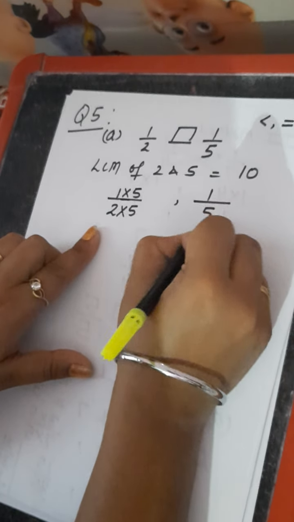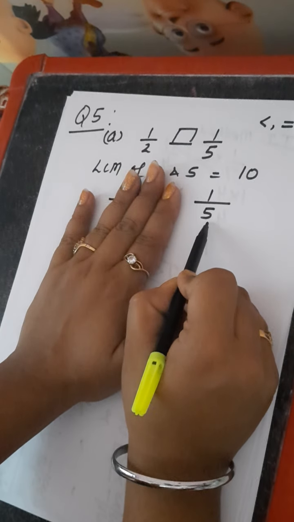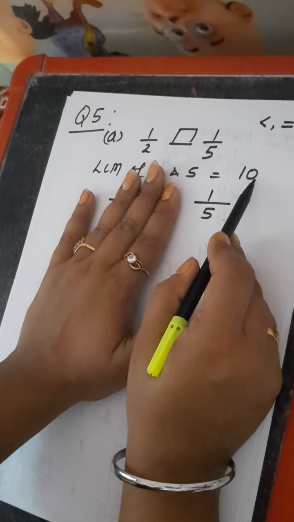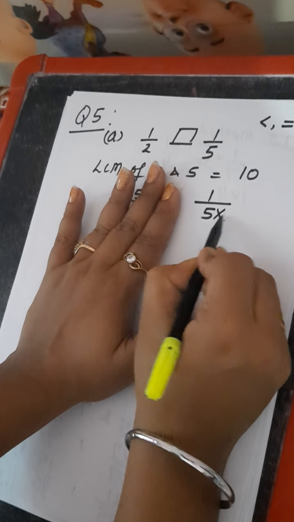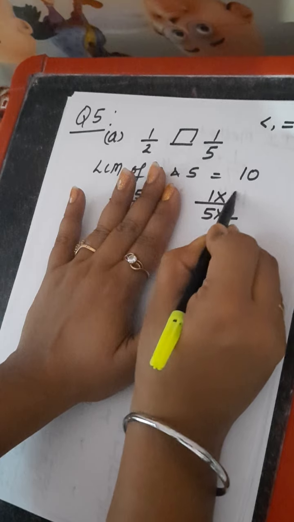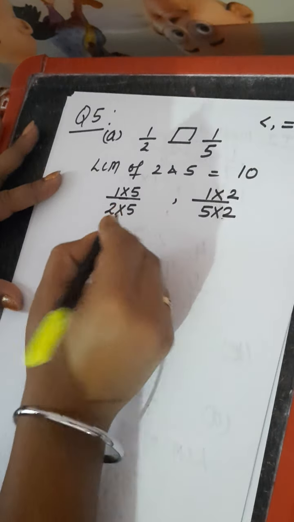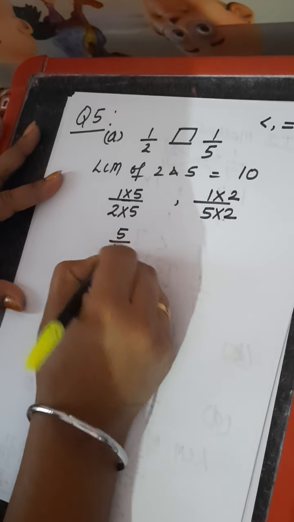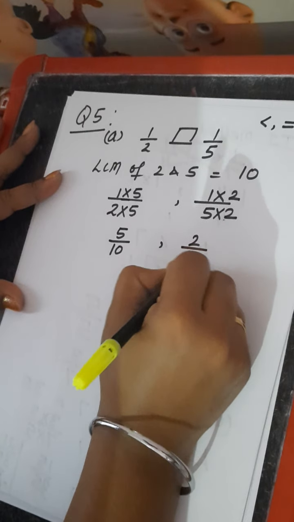Next we have 1 upon 5. By which number do you multiply 5 so that you get 10 in the denominator? I have to multiply by 2. Again multiply 2 in the numerator. I will get 5 upon 10 and 2 upon 10.